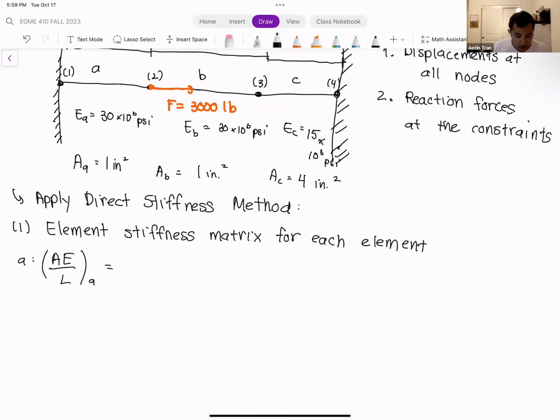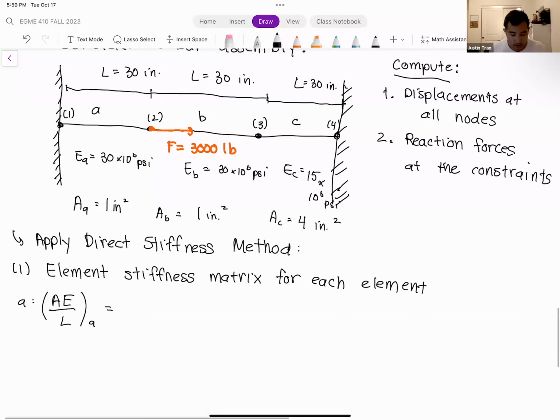We know the cross-sectional area for element A is 1 inch squared. Its Young's modulus is 30 times 10 to the 6 psi. If we divide that by the length, which is 30, we get an AE over L value of 10 to the 6 pounds per inch. That ends up being the unit for that one.